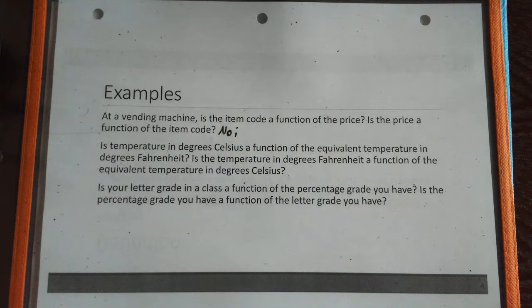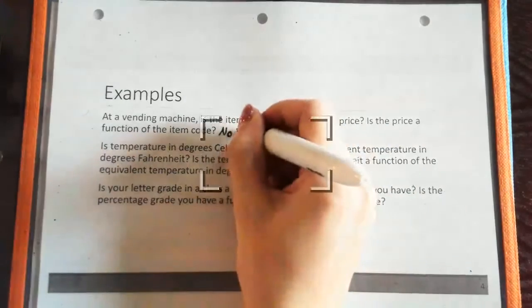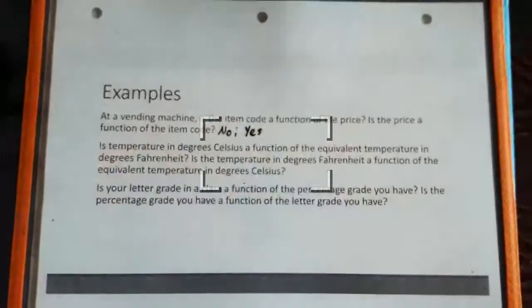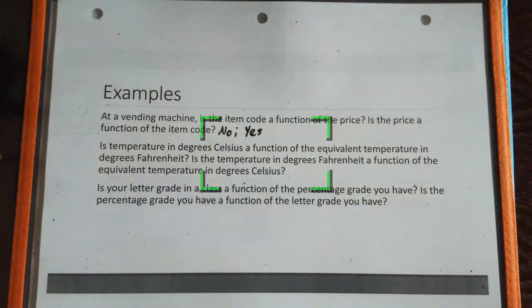Let's try switching that around. Is the price a function of the item code? If I tell you the item code that I'm going to type in, are you going to be able to tell me the price of the object? Well, hopefully, yeah. Because in vending machines, when you type in a certain code, it tells you what price it's going to charge.